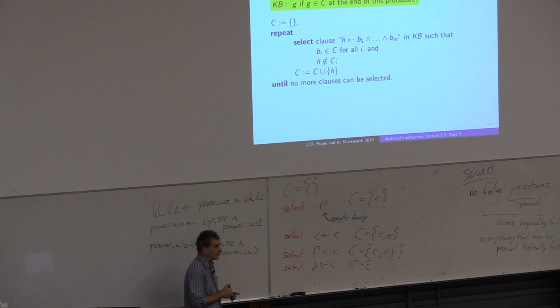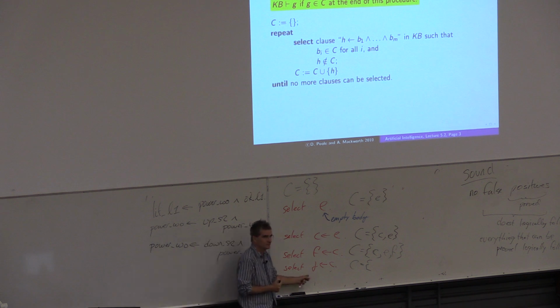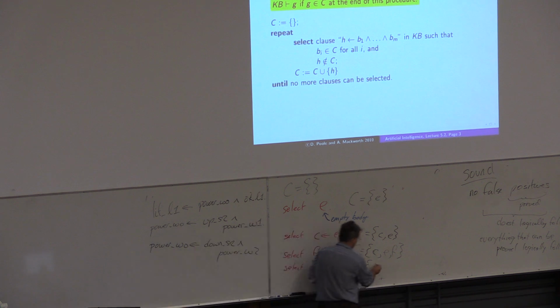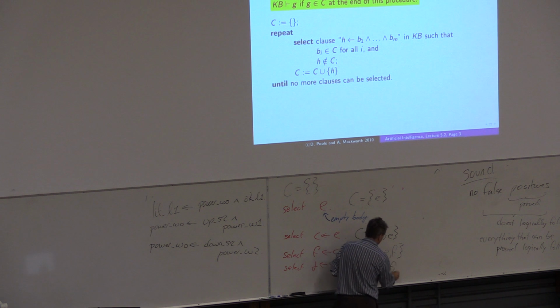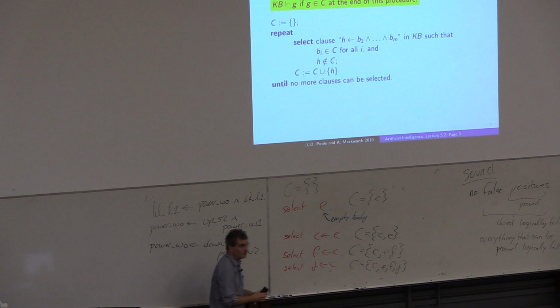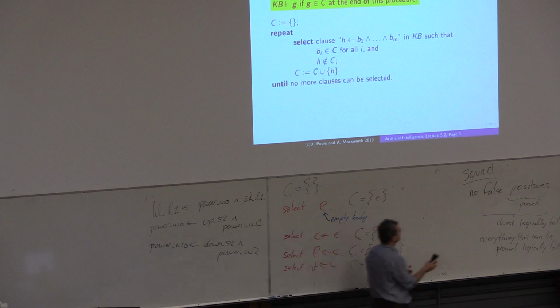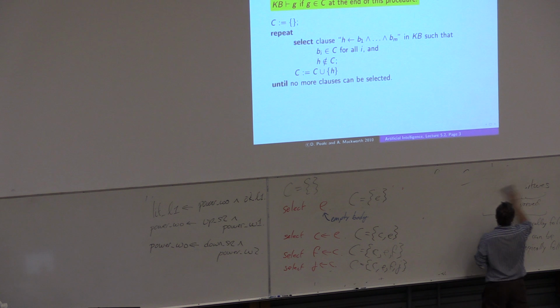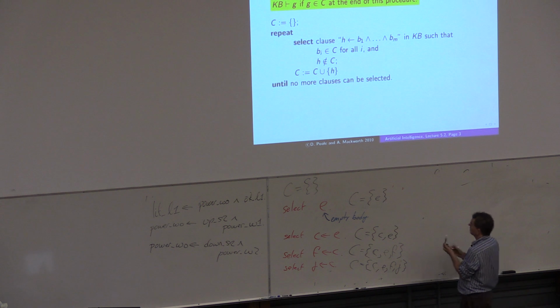What am I going to add to C? J, right? C, E, F, J. Right? Now what can I select? Anything?